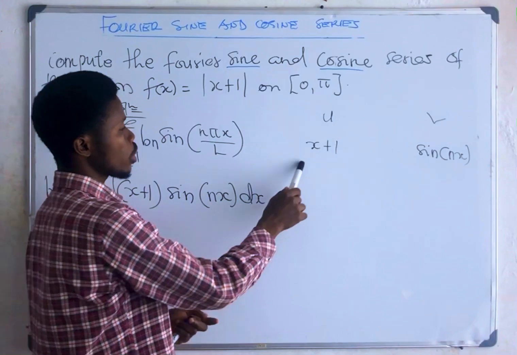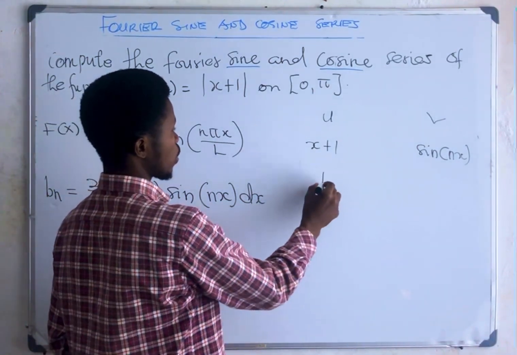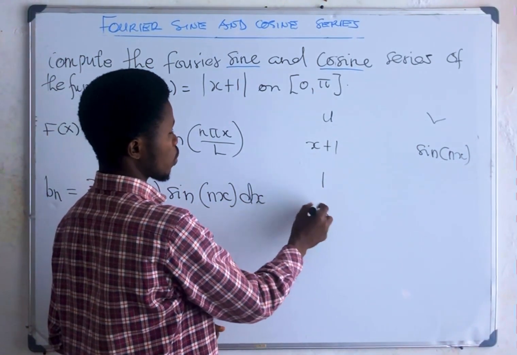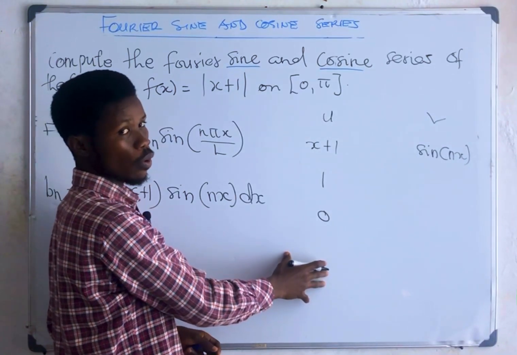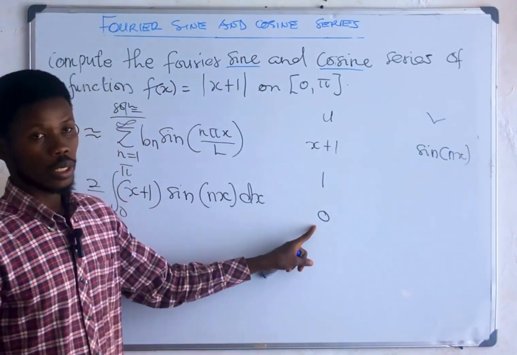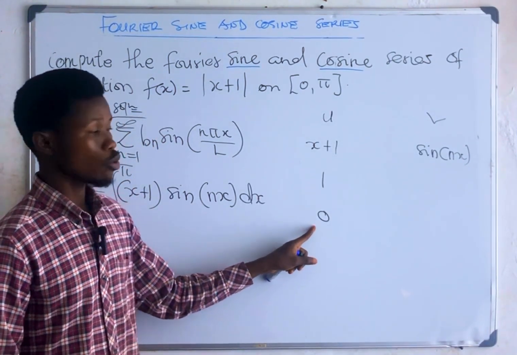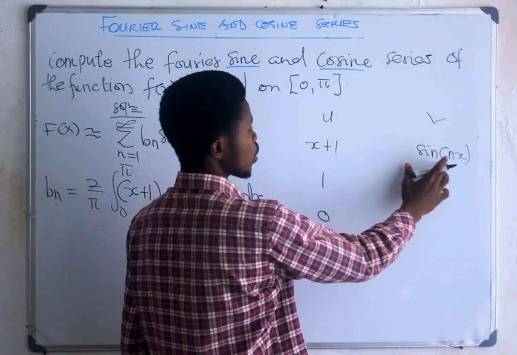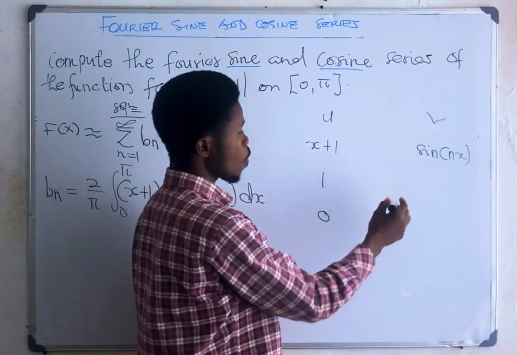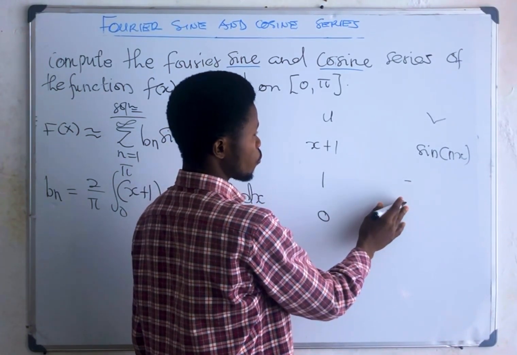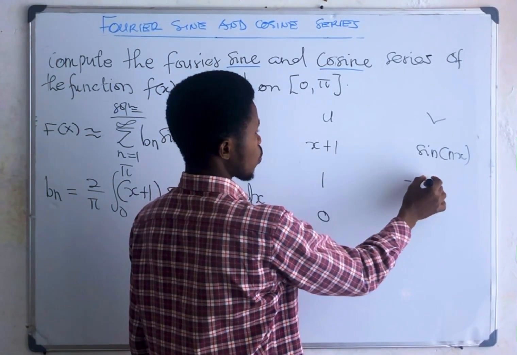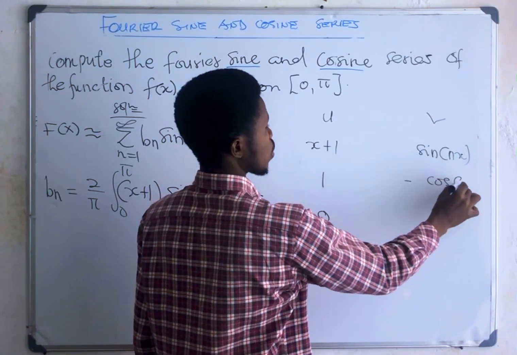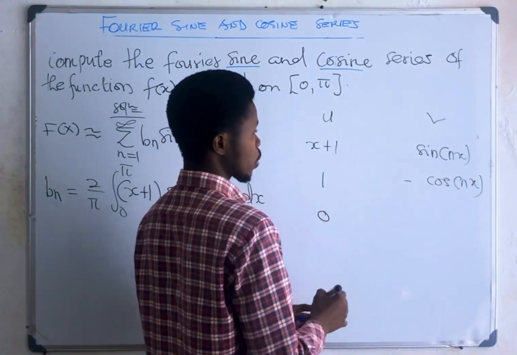Now when we differentiate x plus 1, you get 1. If you differentiate 1, you get 0. How many times did we differentiate before it terminated? It was 2 times. So here I also have to integrate this one 2 times. When you integrate sine, it gives you negative cos, so here will be negative cos nx, right?